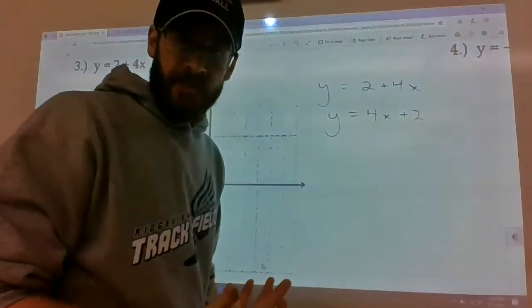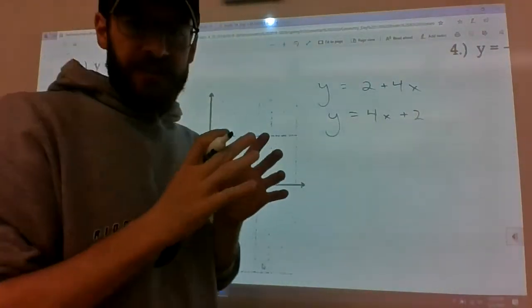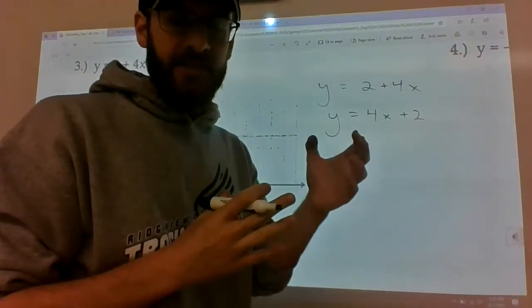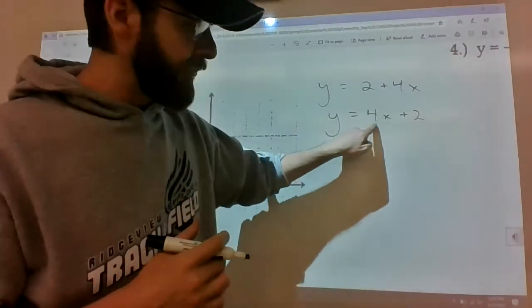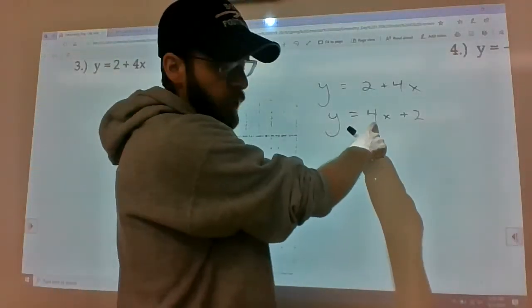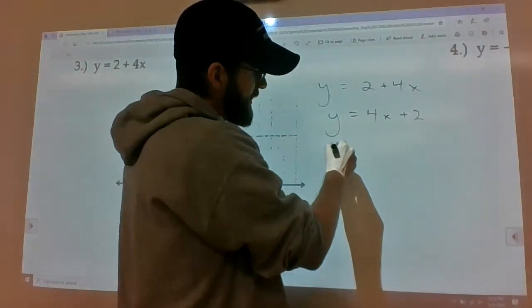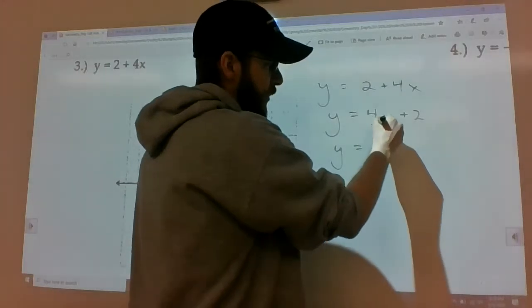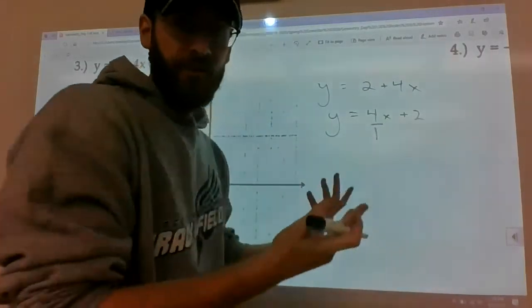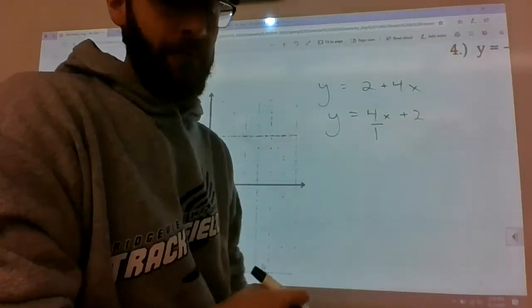Okay, we are now in slope-intercept form. I'm also going to say whatever my slope value is, I want to represent as a fraction. I want to express 4 as a rise over a run. So if ever you get a whole number that's attached to x like that, just call it 4 over 1. Okay? So I don't even need to rewrite it. I've got it in slope-intercept form now.